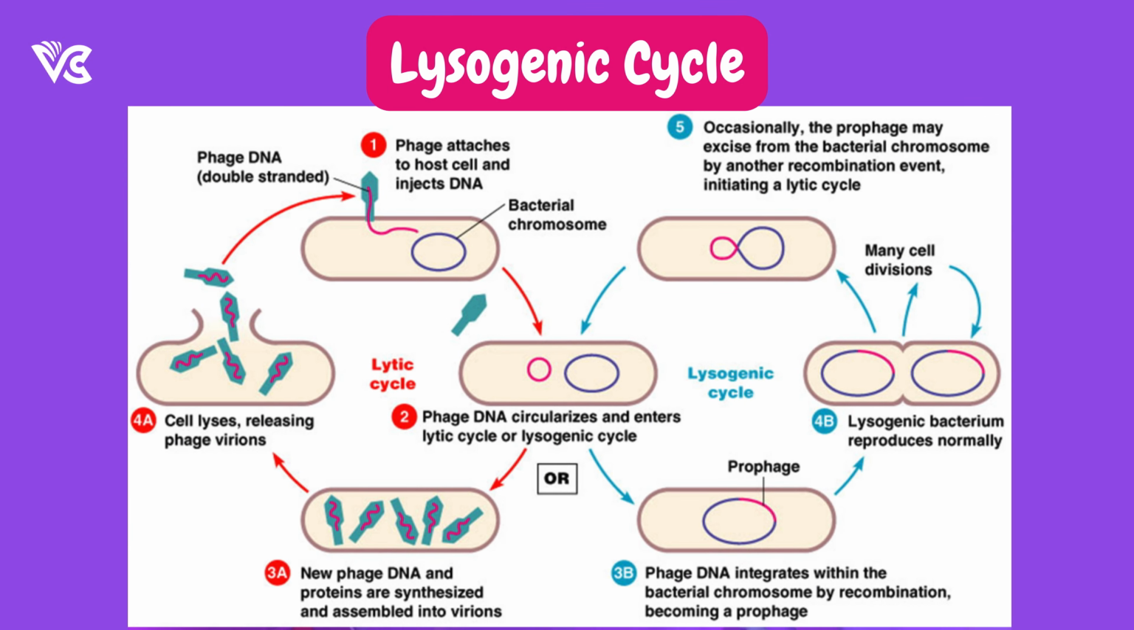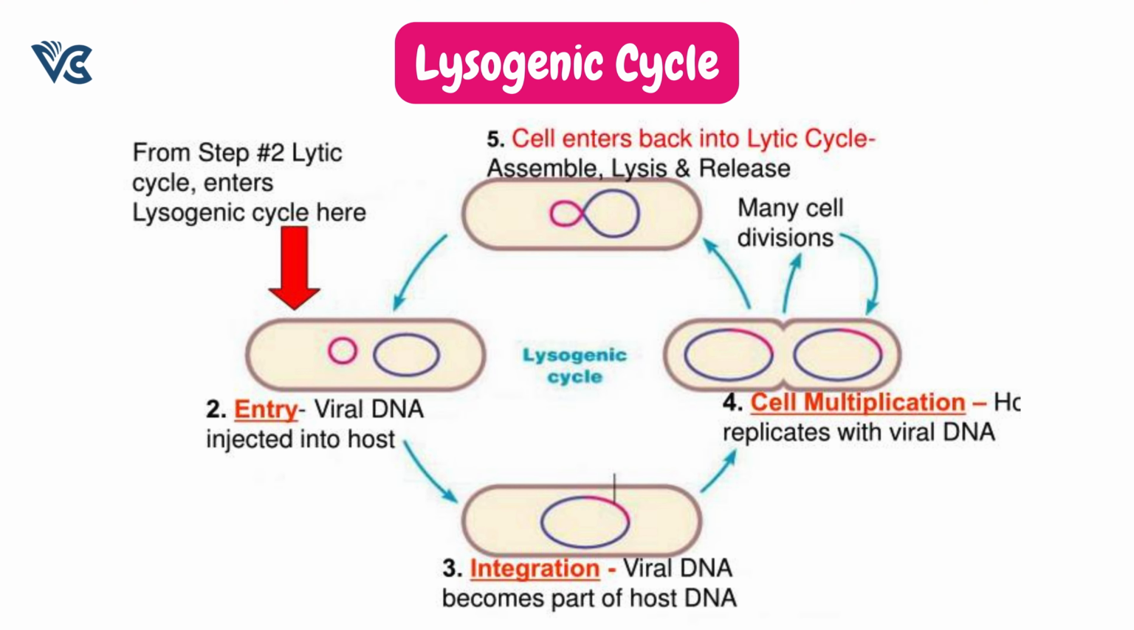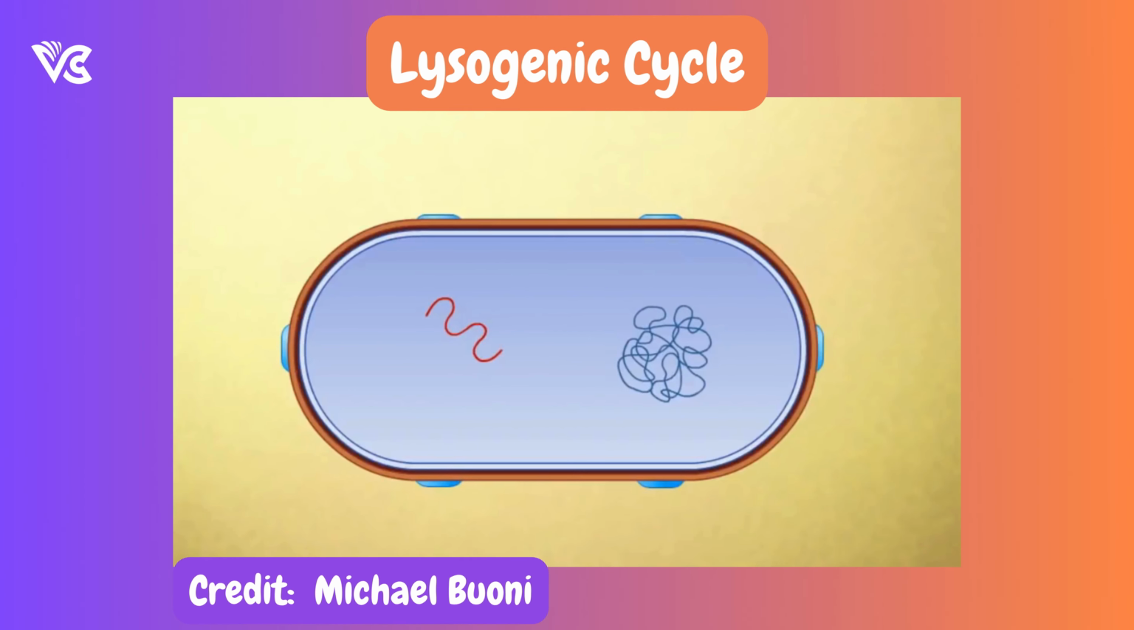Lysogenic cycle. Alternatively, the lambda DNA may integrate into the host's chromosome, becoming a prophage. In this state, the prophage coexists with the host, not causing any immediate harm and replicating alongside the host's DNA.